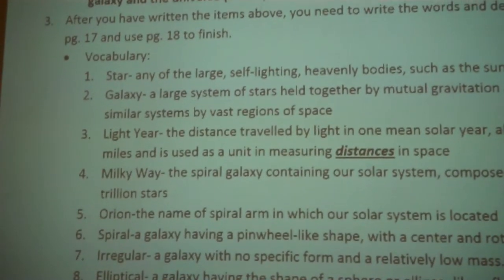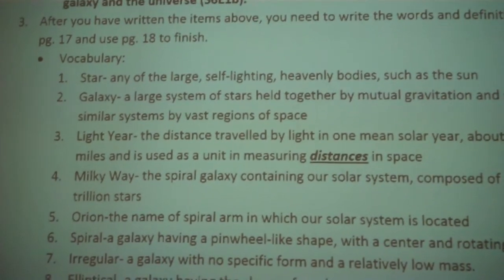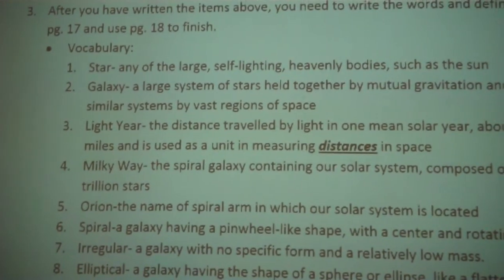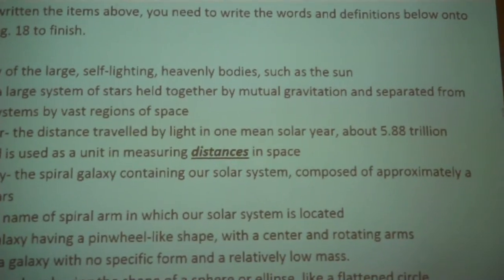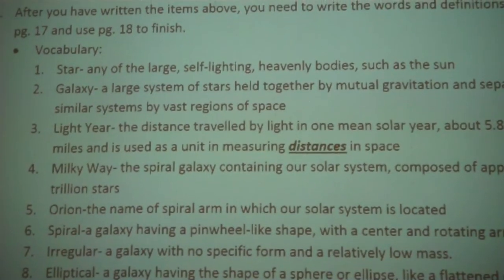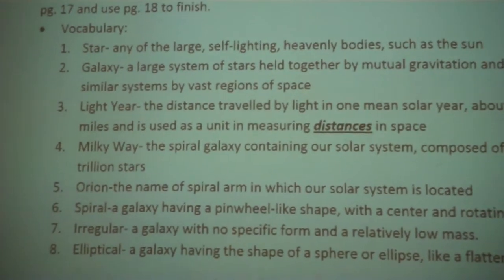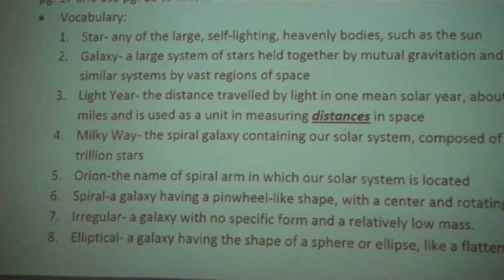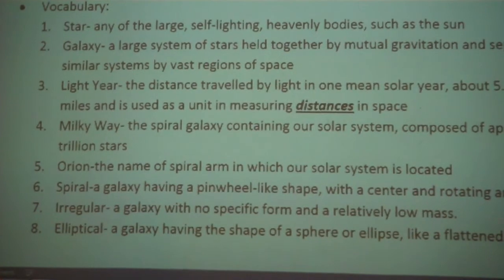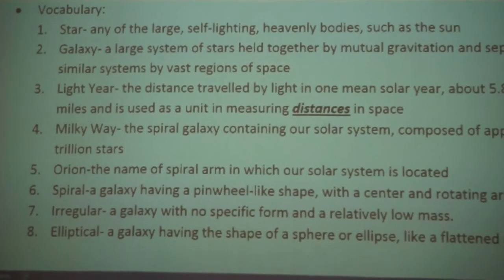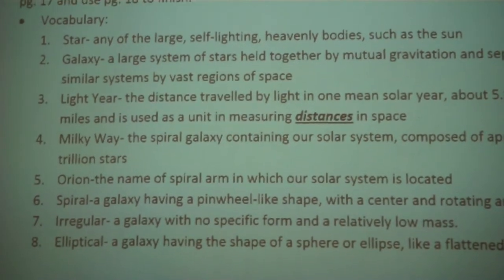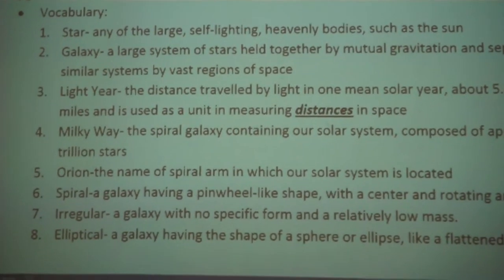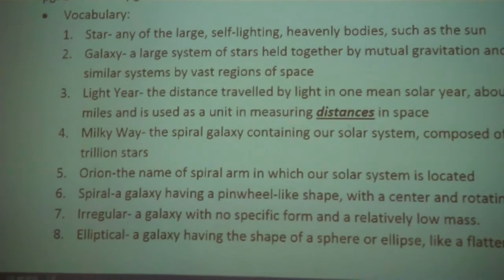Number 4, the Milky Way. This is not the candy bar. This is the spiral galaxy containing our solar system that's composed of approximately 1 trillion stars. Number 5 is Orion. This is the name of the spiral arm in which our solar system is located, because we know in a spiral galaxy, as you will see, there are different arms on the spiral galaxy, and the one we are located on is Orion.